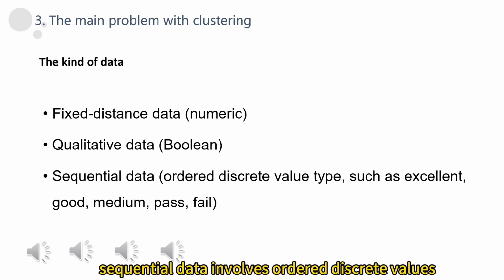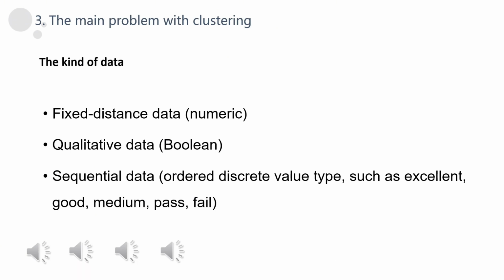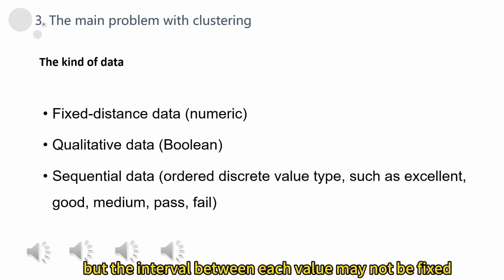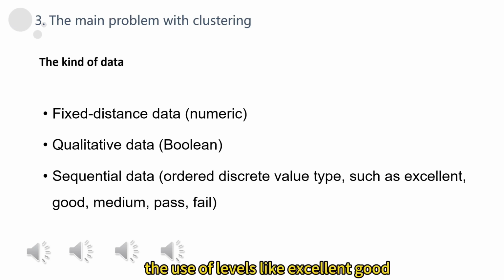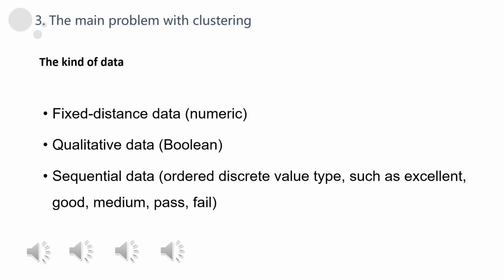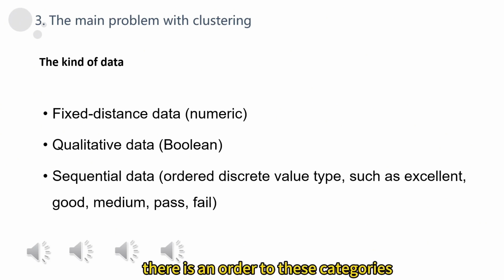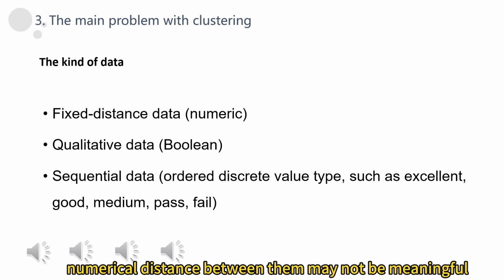Sequential data involves ordered, discrete values. These values have a clear order or ranking among them, but the interval between each value may not be fixed. A common example is the use of labels like excellent, good, medium, pass, and fail to represent the performance level in education. While there is an order to these categories, the exact numerical distance between them may not be meaningful.